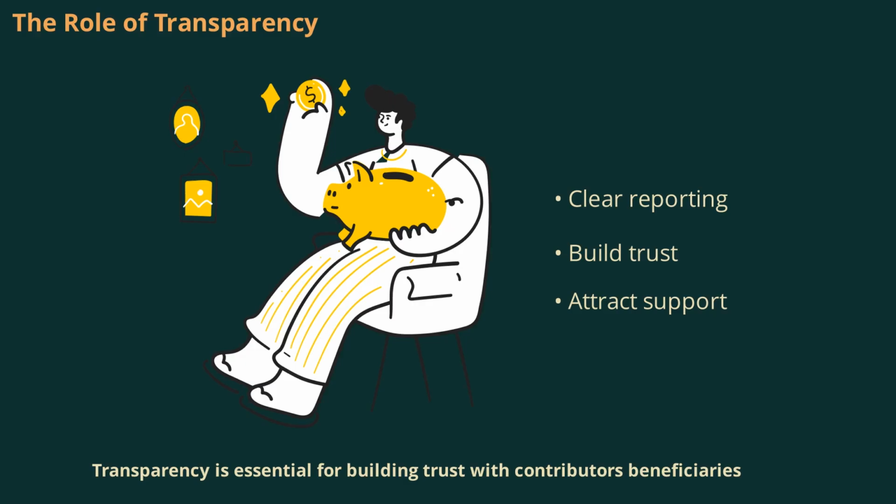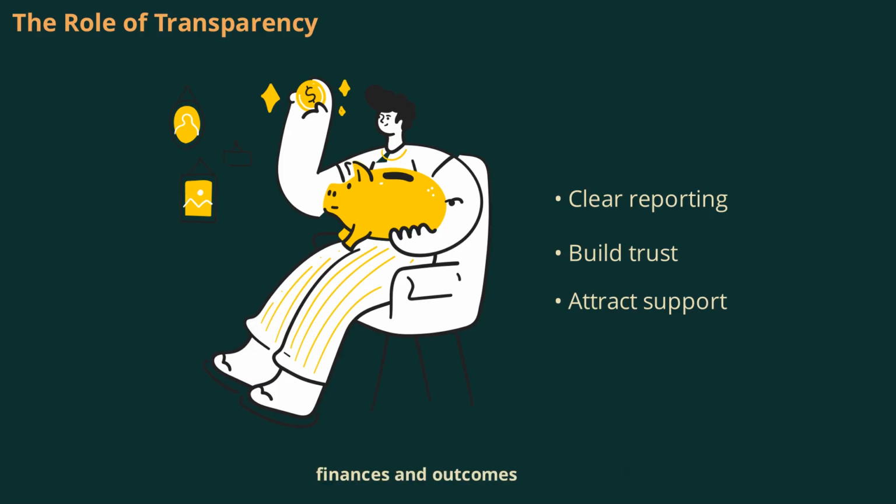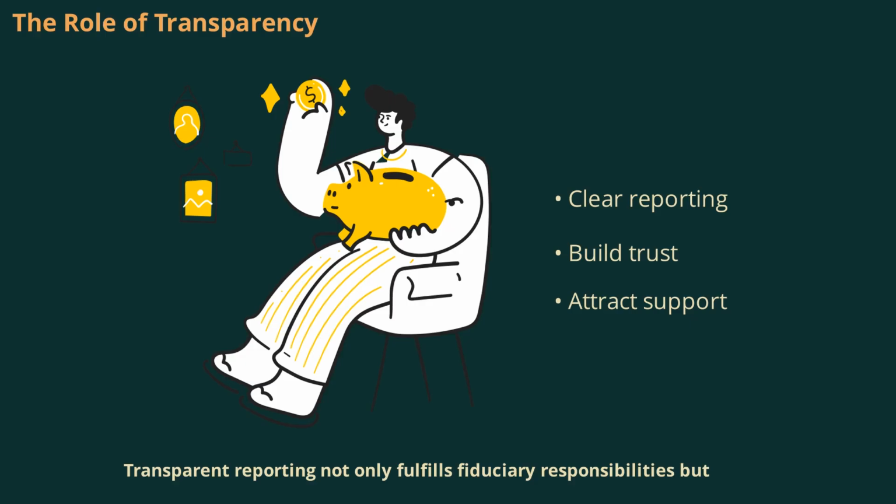Transparency is essential for building trust with contributors, beneficiaries, and the public. NPOs should provide clear, periodic reports on their activities, finances, and outcomes. Transparent reporting not only fulfills fiduciary responsibility but also attracts more support and enhances the organization's reputation.